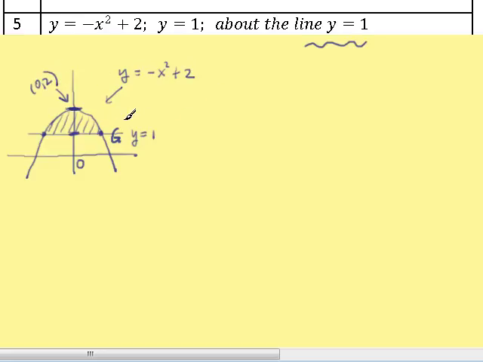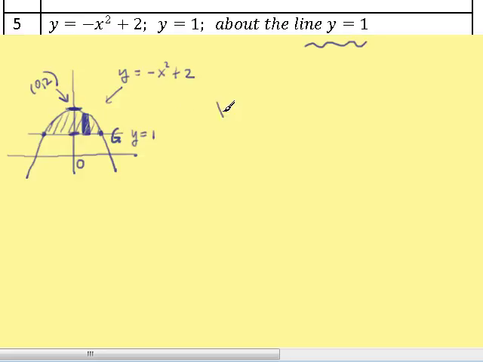And we're looking at the region below y equals minus x squared plus 2 and above this line y equals 1, and we're revolving about the line y equals 1. So if we draw one of our little rectangles, it'll be sitting on the line y equals 1. Okay, and so basically we're going to use a similar formula to what we've been using in the other problems.